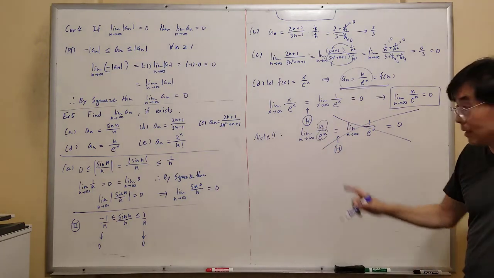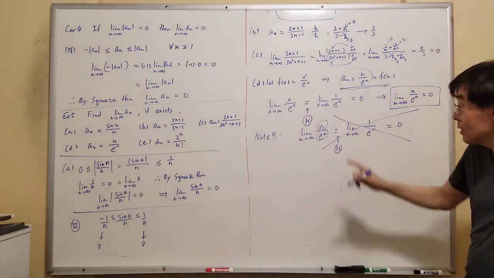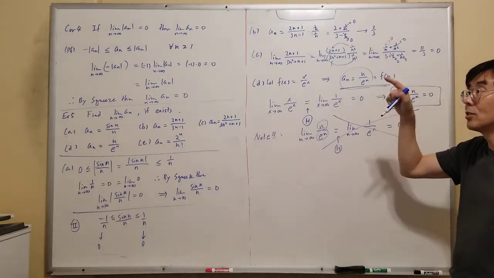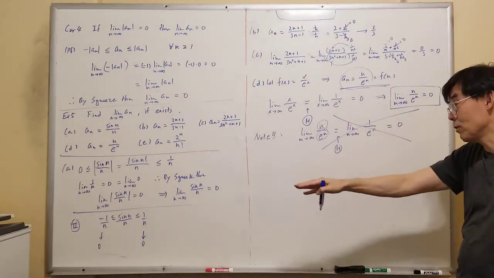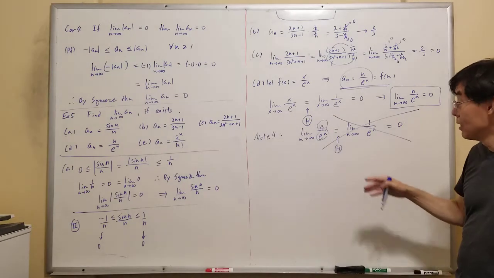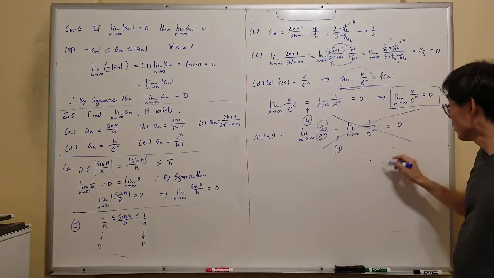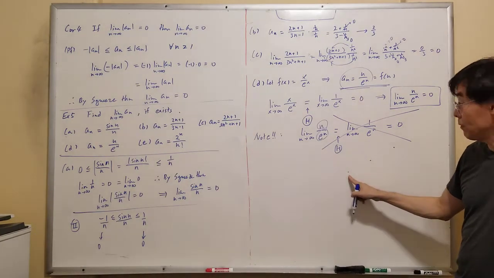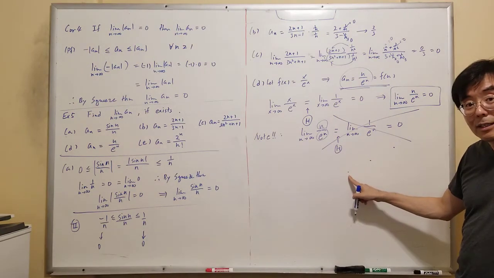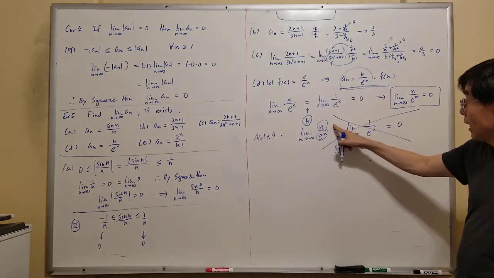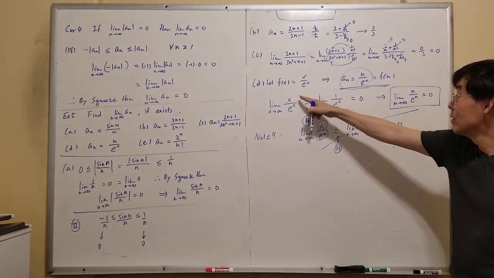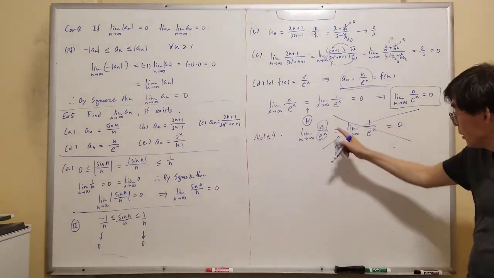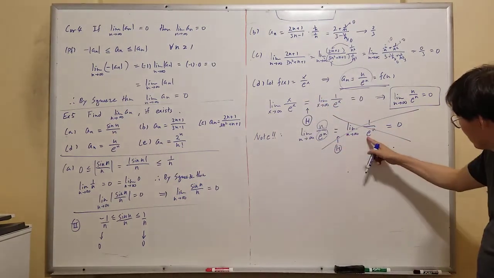This is not a differentiable function. This is defined only at integers, right? It's not even defined over the real line. This is a discrete function. How can you take a derivative, right? Even though you're writing n, you are treating n as a real variable x, not an integer n. So strictly speaking, this is wrong.